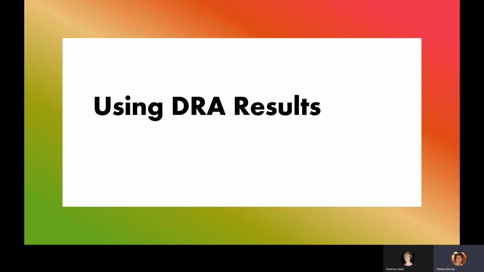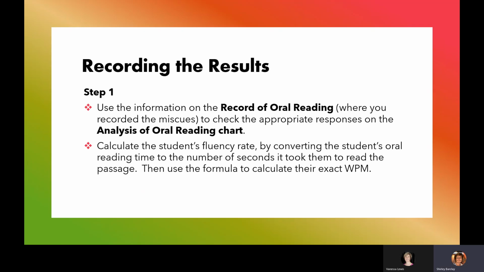So the next part we're going to talk about is using the DRA results and how we can use those results to inform our instruction. When you're recording the results, you need to use the information you find on the record of oral retelling or oral reading, where you recorded the miscues, to check the appropriate responses on the analysis of oral reading chart.